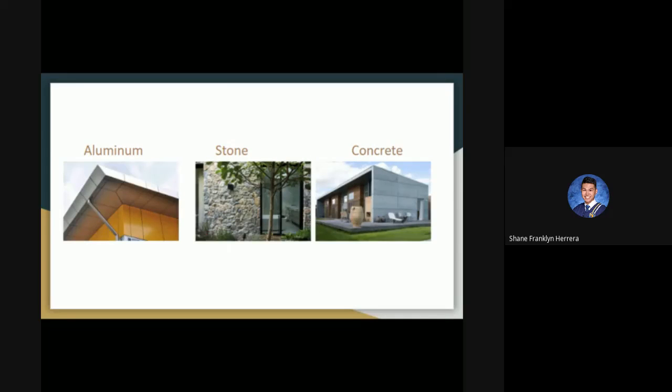Aluminum cladding is very popular here in the Philippines because you can see very many office buildings or condominiums with aluminum cladding. This is because it provides a very good aesthetic look. It is very durable, it has good resiliency to weather, and maintenance is not that high.